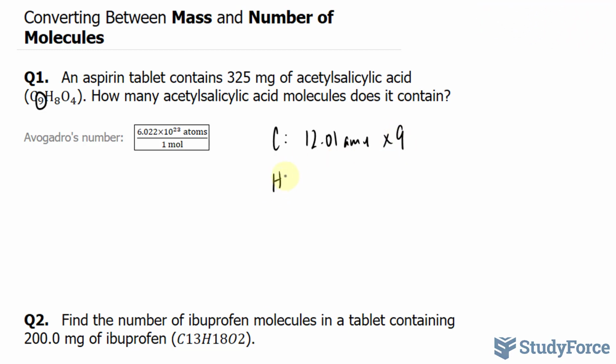Similarly, we have H, which has a molar mass of 1.008, and this can be found in the periodic table. Any periodic table will display this information. Multiply that by 8, and lastly, we multiply oxygen, which has a molar mass of 16.00 AMU, by 4. Let's go ahead and find out what this is using our calculator.